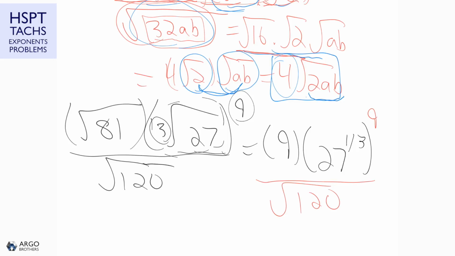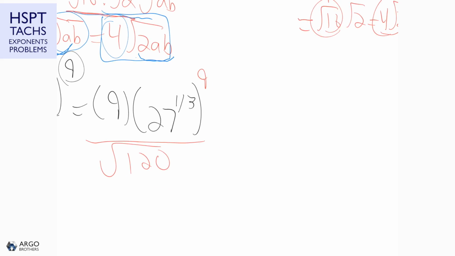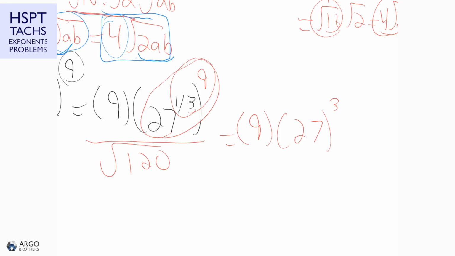All right, great. So now let's move further. 9 times this guy here. What is 27 to the 1/3 to the 9th power? Well, these two things multiply. So 1/3 times 9 is actually 3. So we have 27 cubed. Awesome. And then over square root of 120.